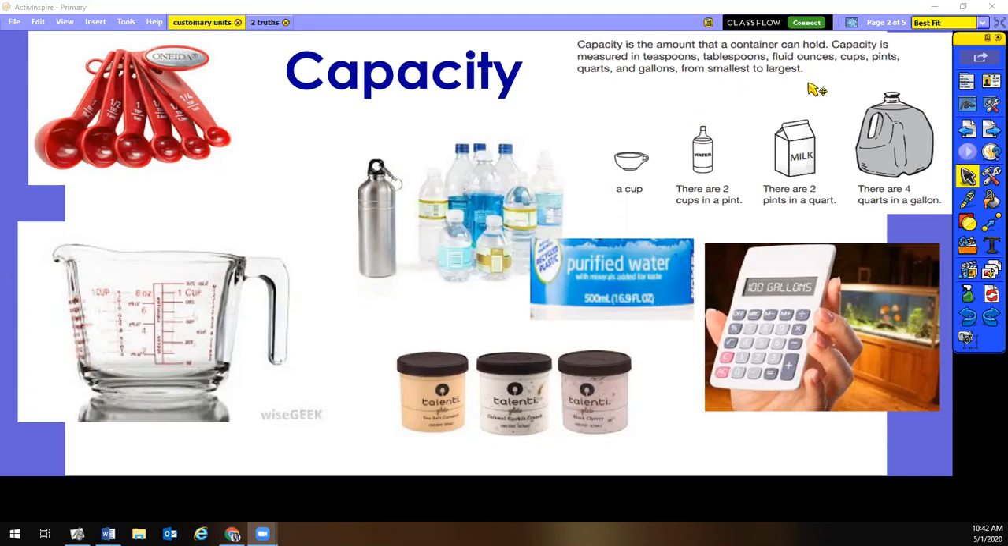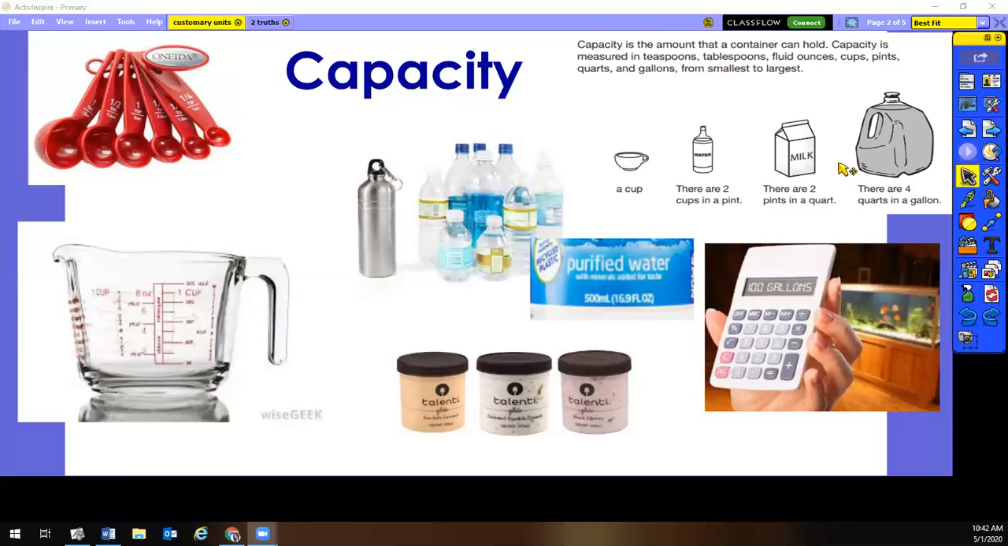It's also measured in cups, pints, quarts, and gallons, and these go from smallest to largest. Cups, you use a lot when you're measuring and cooking. This is a big measuring cup that you probably have somewhere in your kitchen. Pints, whenever I think of pints, my first thought is ice cream. Ice cream is sold in pints, so look for that in the freezer.